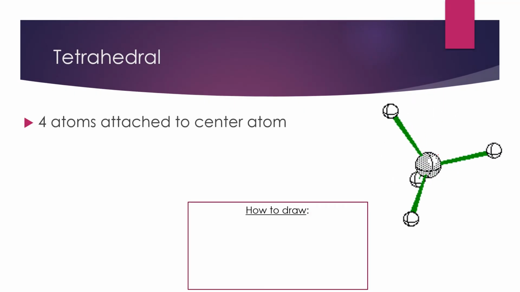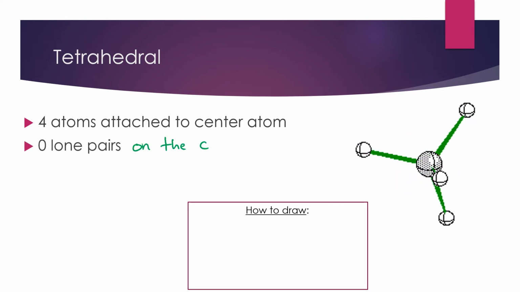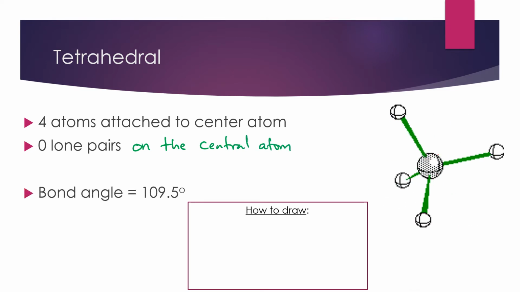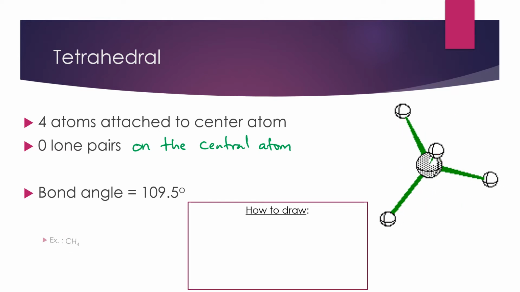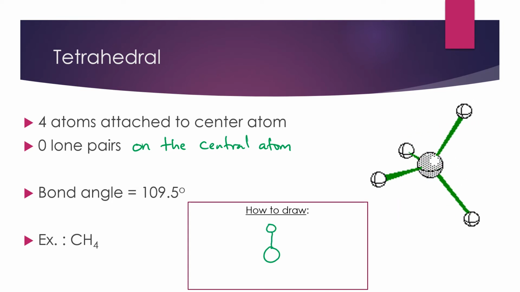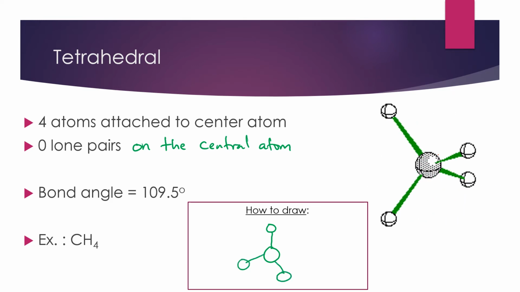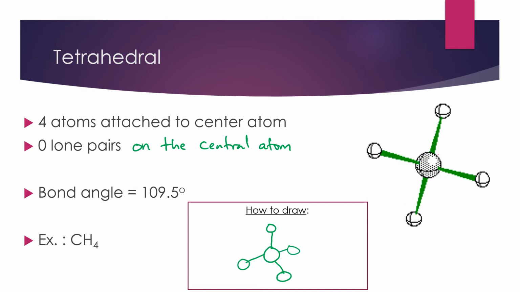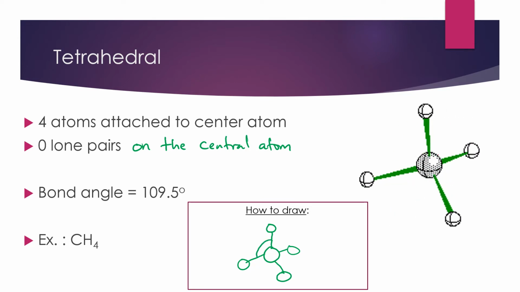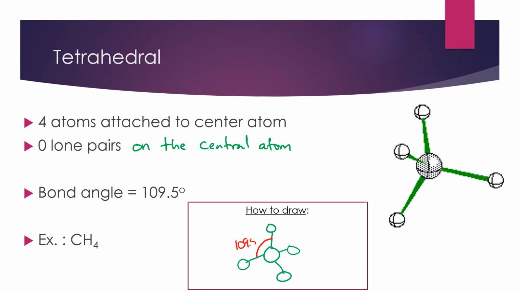Tetrahedral. 4 atoms attached to the center atom. There's 0 lone pairs on the central atom. The bond angle is 109.5 degrees. And our example is methane. So how do we draw it? I draw the central atom, and I add the one on top, add again the legs here, and a short leg pointing back. The angle would be 109.5 degrees.